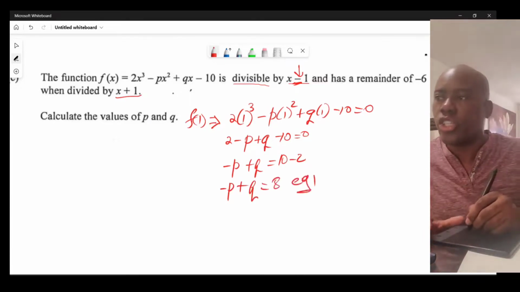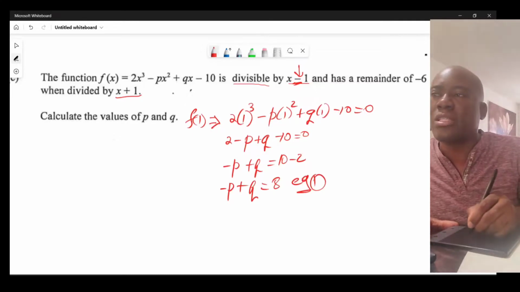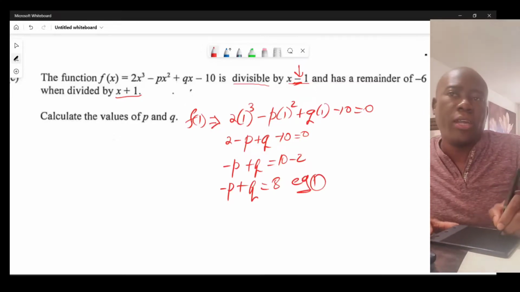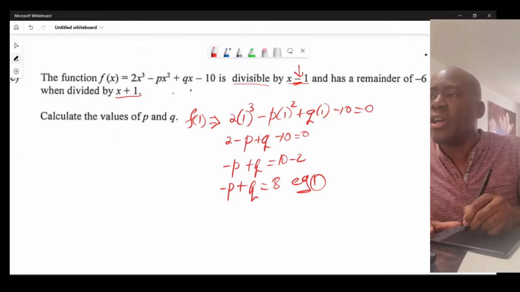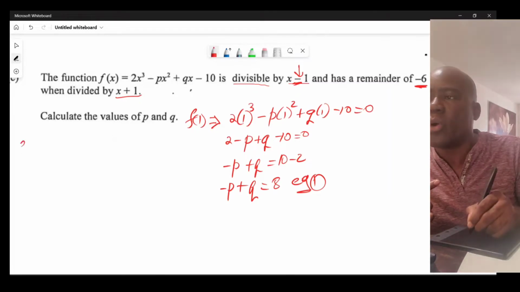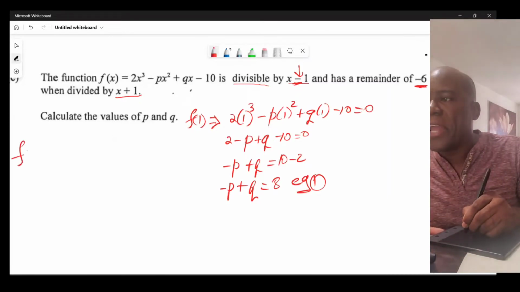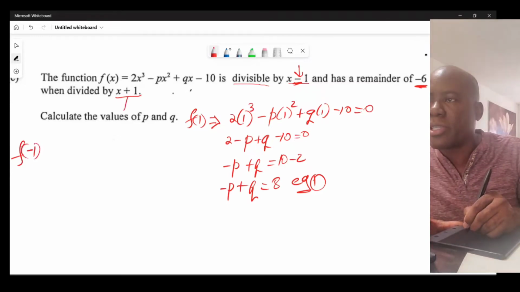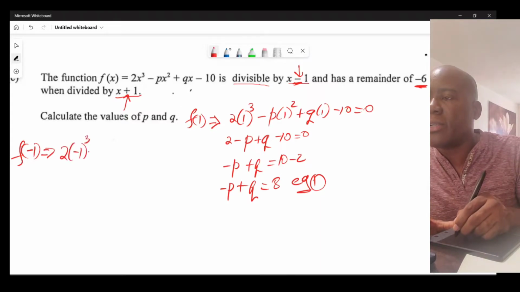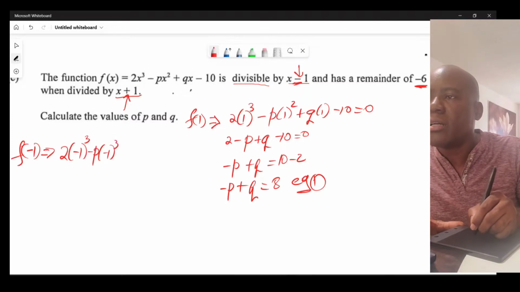So let me go for equation 2. Equation 2 is saying that when we divide by x plus 1, we'll have a remainder of negative 6, which means that I want to evaluate f of negative 1. So we'll go opposite to the number there. So when I evaluate this, it's going to be 2 negative 1 to the third, minus p negative 1 to the third, plus q times negative 1 minus 10, and this is equal to negative 6.